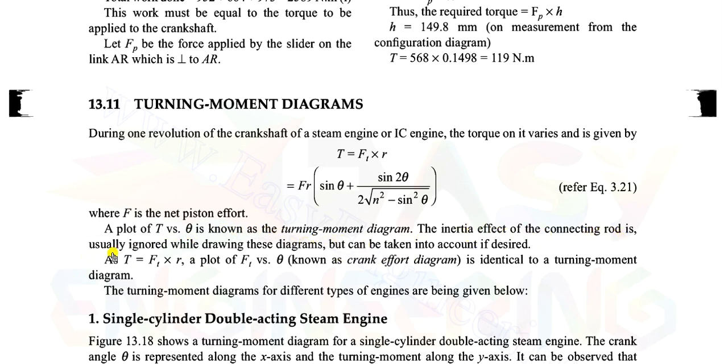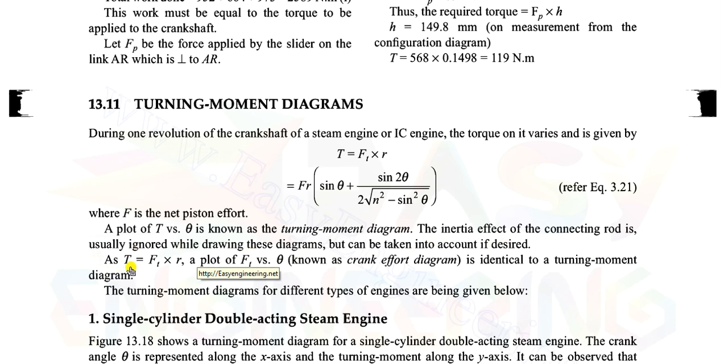So if you plot T versus theta, the diagram is called the turning moment diagram, and the inertia effect of the connecting rod is usually ignored. That's why I am saying there is a 99% chance they won't ask you to consider the connecting rod inertia effect. There is very little chance that we will get a problem in which we should consider the inertia effect of the connecting rod. Usually it is ignored while drawing the diagram, but it can also be taken into account if we require.